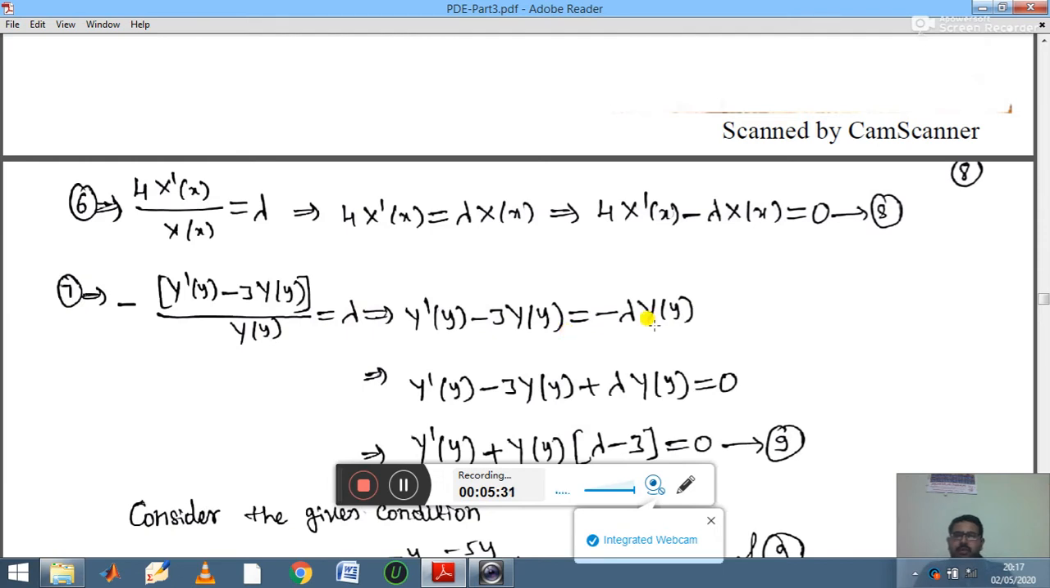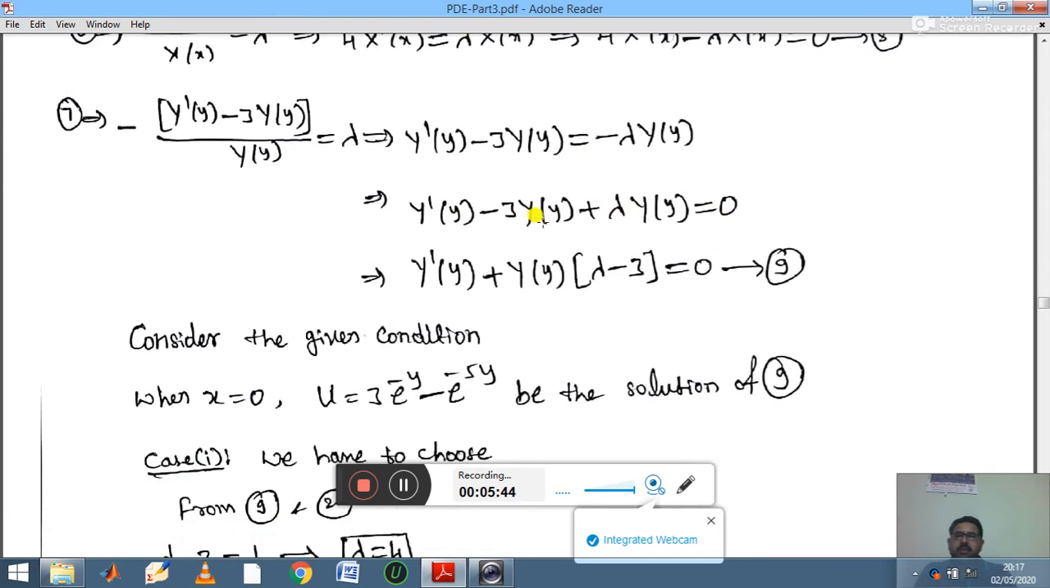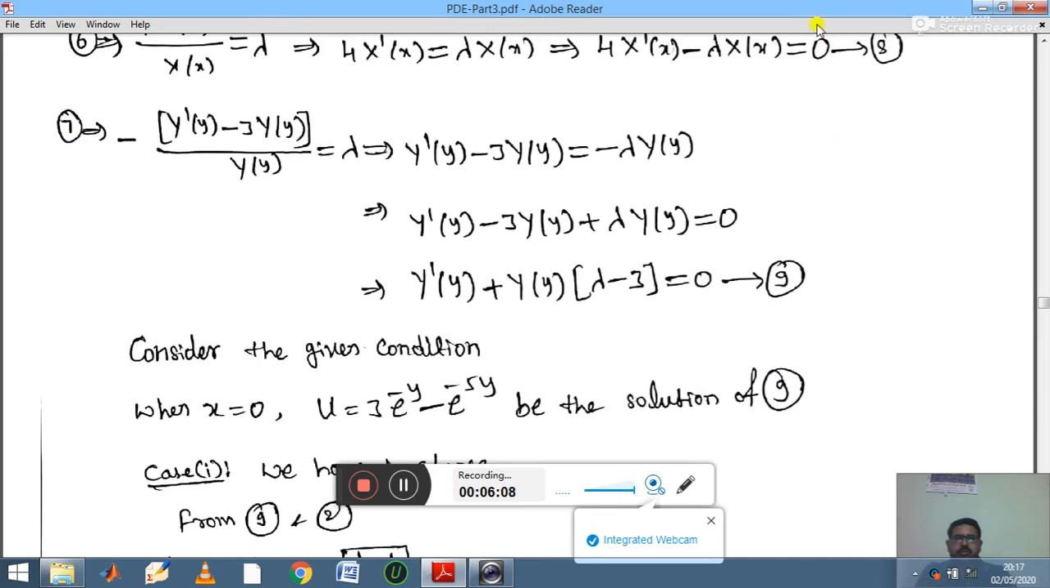Okay, then if you rewrite this, y dash of y as it is, minus 3 into y of y as it is, take this RHS term to the LHS side, it becomes plus lambda into y of y equals 0. Then in the second and third term, y of y is common, you take it out. Then the remaining term is lambda, and the other remaining term is minus 3. We can write y of y into lambda minus 3 equals 0. So this one you take as equation 9. So this is your equation 8.